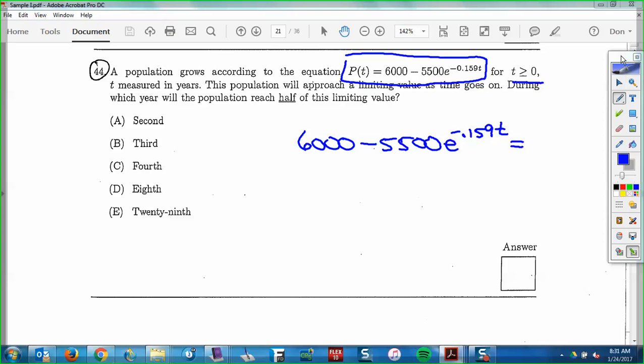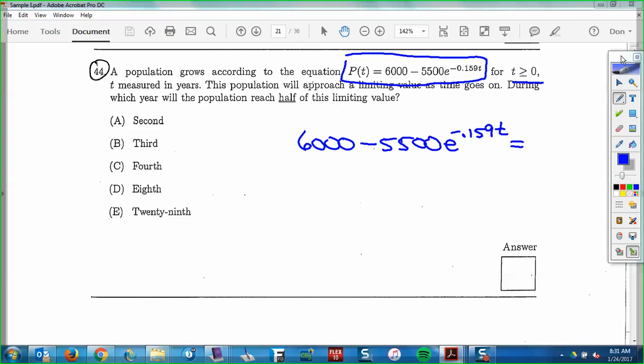Isn't this going to zero? This part right here? As t gets bigger and bigger, what do you got? E to the negative, right? Which is 1 over e to the something positive, which is 0. 1 over something really big is going to get really small. This whole piece right here is just going to go to nothing.